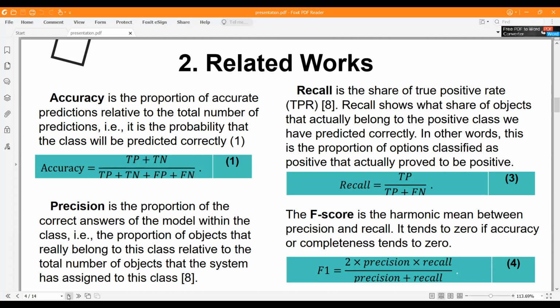The second indicator is precision. Precision is the proportion of correct answers of the model within the classes. The next indicator is recall. Recall is the share of the true positive rate. And last but not least, the F score is the harmonic mean between precision and recall. The F score is a good candidate for a formal classifier quality evaluation metric.